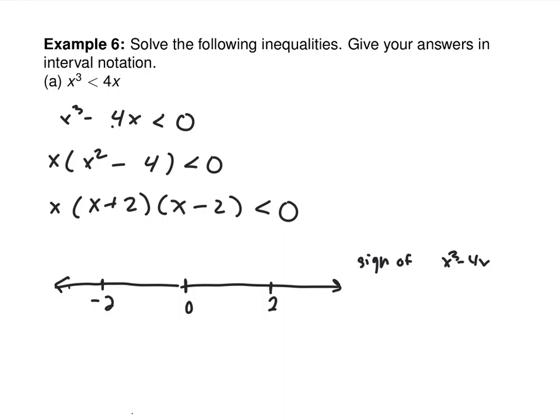Negative 3. You can plug the test point into any of these steps, but it's often easiest to plug the test point into the factored step because it's easy to determine the sign of each factor individually. So if you test negative 3 in the last step, the first factor is negative, right? Second factor is negative, and the last factor is also negative, right? So overall we are negative there.